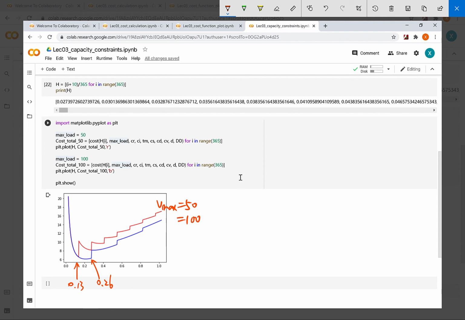That's why in the first case, where the Vmax is 50, the capacity does affect the decisions, so your optimum headway should be 0.13. And in the second case, where the Vmax is 100, which is large enough, the capacity does not affect the decisions. The optimum solution is still given by the first order condition, which is 0.21.